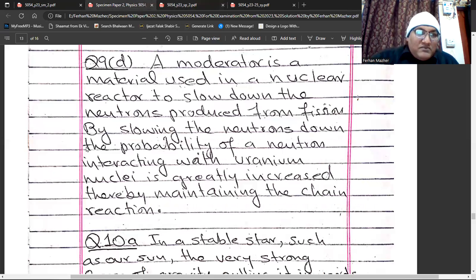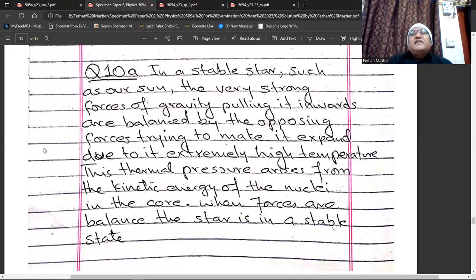Let me show you. In a stable star such as our sun, the very strong forces of gravity pulling it inwards are balanced by the opposing forces trying to make it expand due to its extremely high temperature. This thermal pressure arises from the kinetic energy of the nuclei in the core. When the forces are balanced, the star is in a stable state.